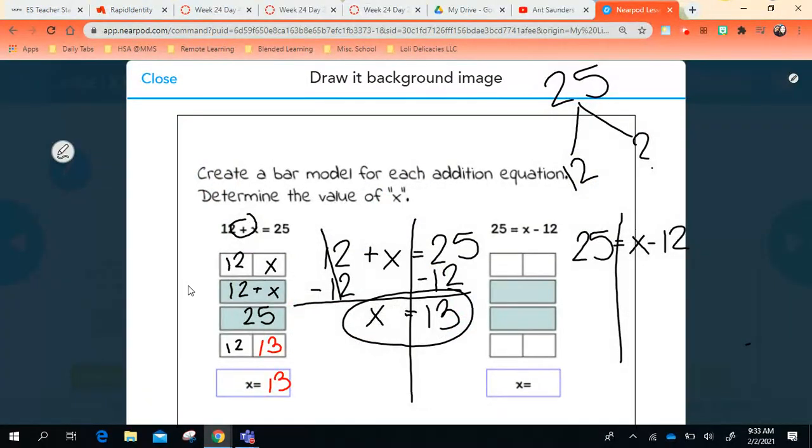25 equals x minus 12. What is the inverse of subtraction?